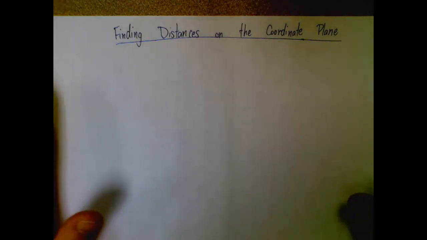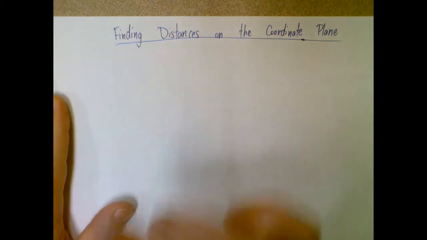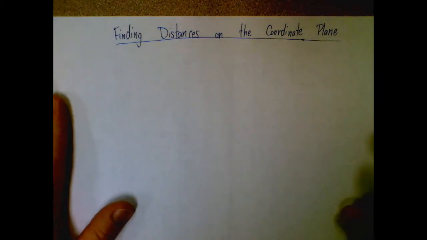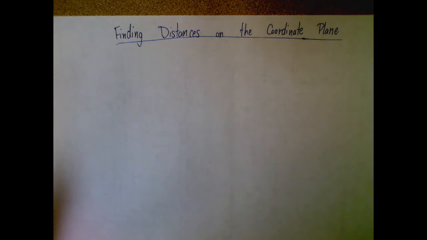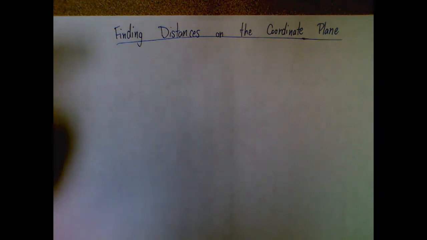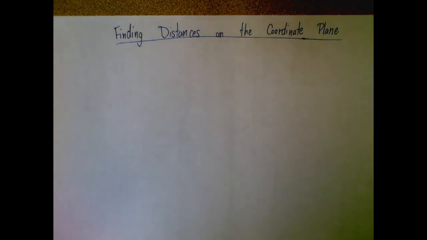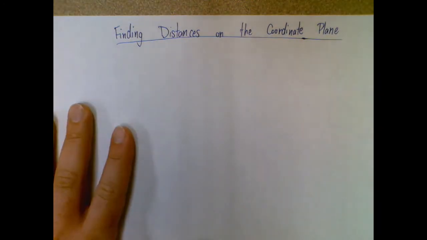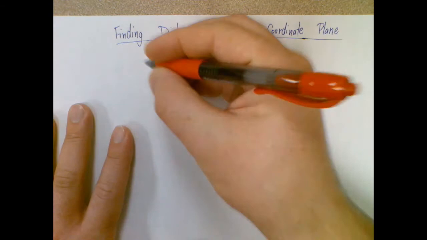So today we're going to be looking at ways you can find distances on the coordinate plane. So not the one-dimensional number lines that you've seen before, but actually the full XY two-dimensional Cartesian plane. Okay. So there's two main ways to do it.